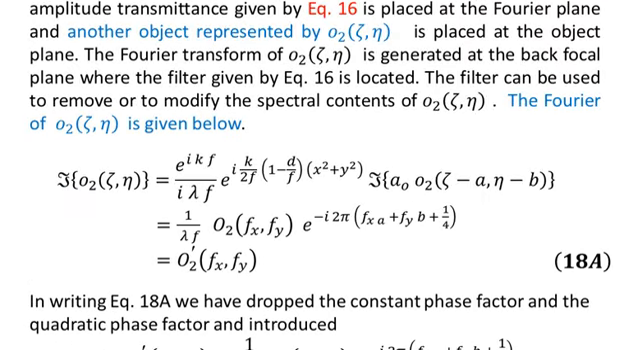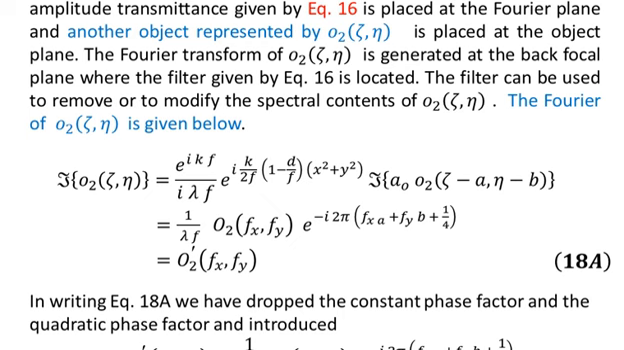So you see that in equation 18a we are now giving the Fourier transform of the object O2 as a function of zeta and eta when placed at the plane. So we have used the operator on the object O2 on the left hand side in the curly bracket, and then on the right hand side we have the Fourier transform of O2. And you know that we have some constant terms over here.